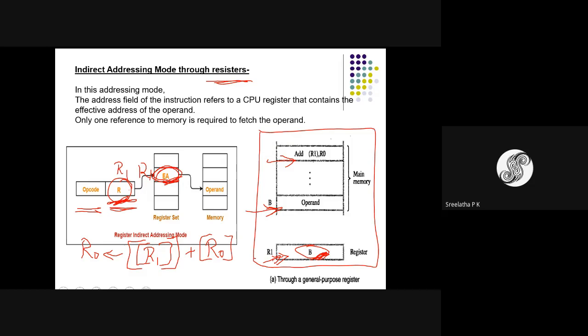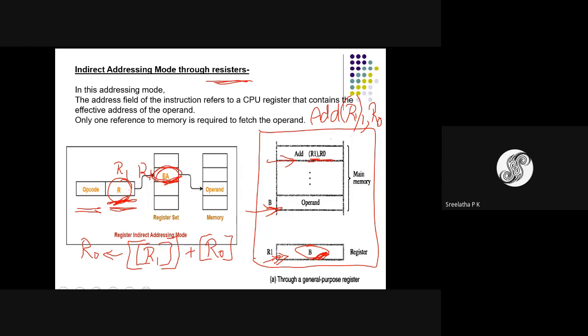Both are registers which are used. If the bracket is not there, it is register addressing mode, where the contents of R1 and R0 are added. As there is a parenthesis used, it means the content of R1 contains the effective address of the operand.